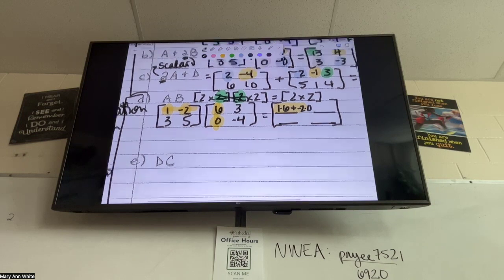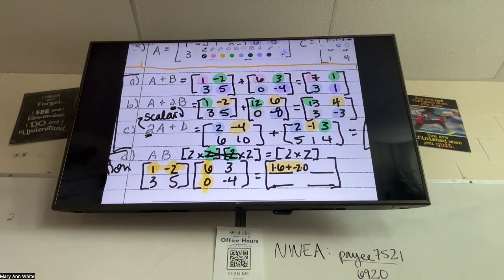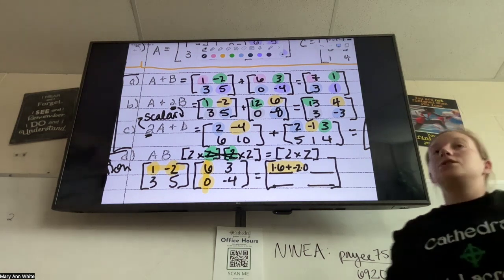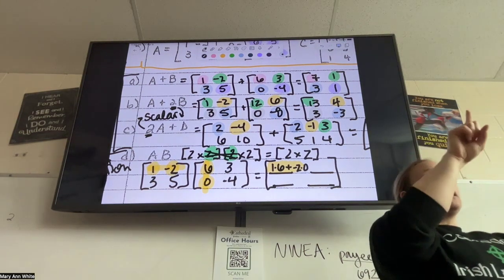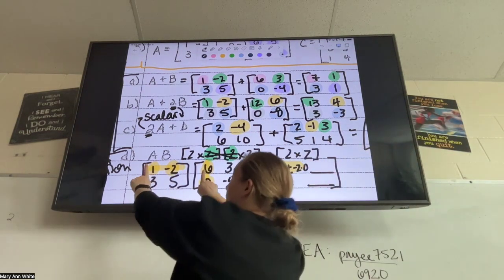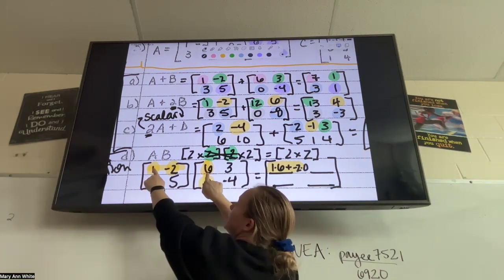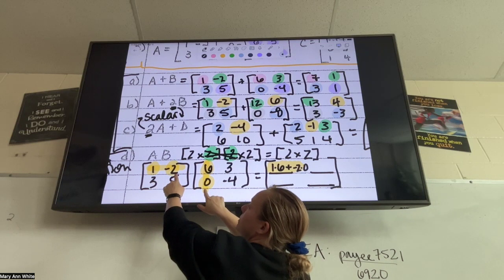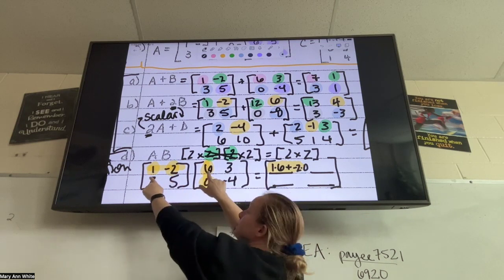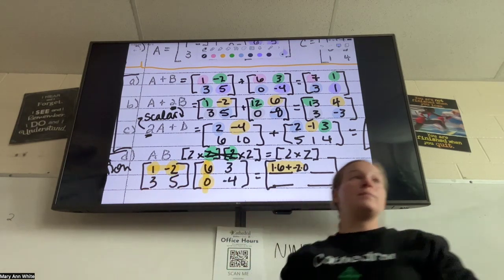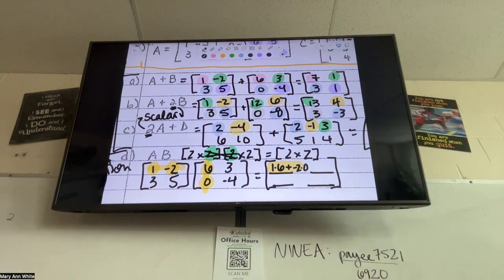And let me actually scroll this down. This may or may not be helpful to you, but at this point, I'm willing to do anything to help you know. I literally take my 2 fingers and I put them on the first number I see, and I'm going to multiply 1 times 6. Plus, and I'm going to move my fingers, multiply those 2 numbers together. 1 times 6 plus -2 times 0. Okay, everybody good with that?